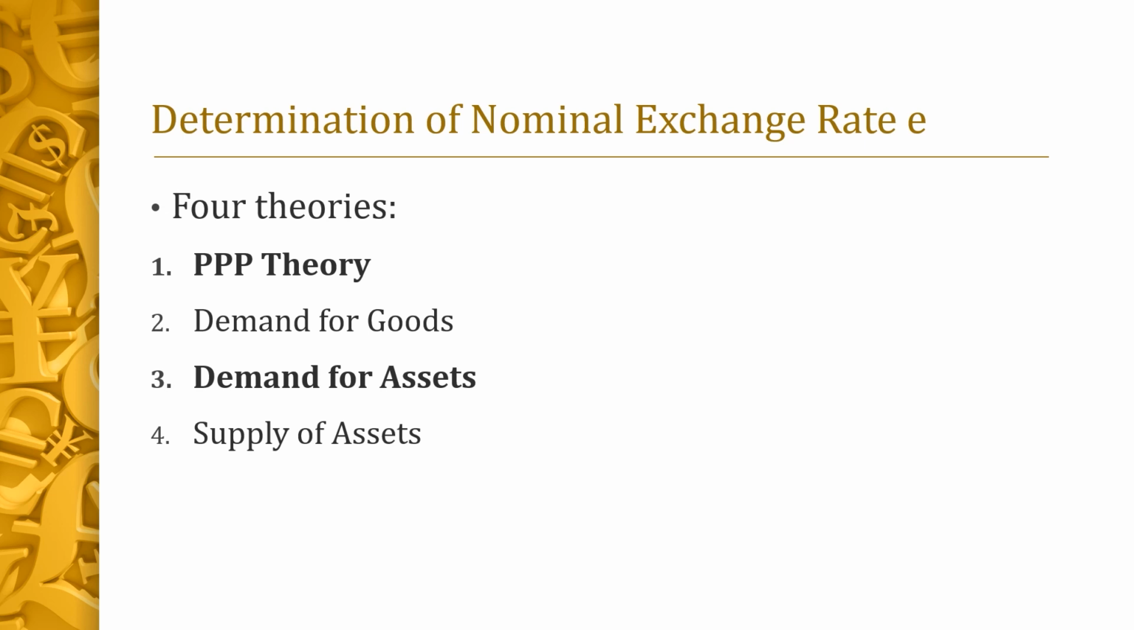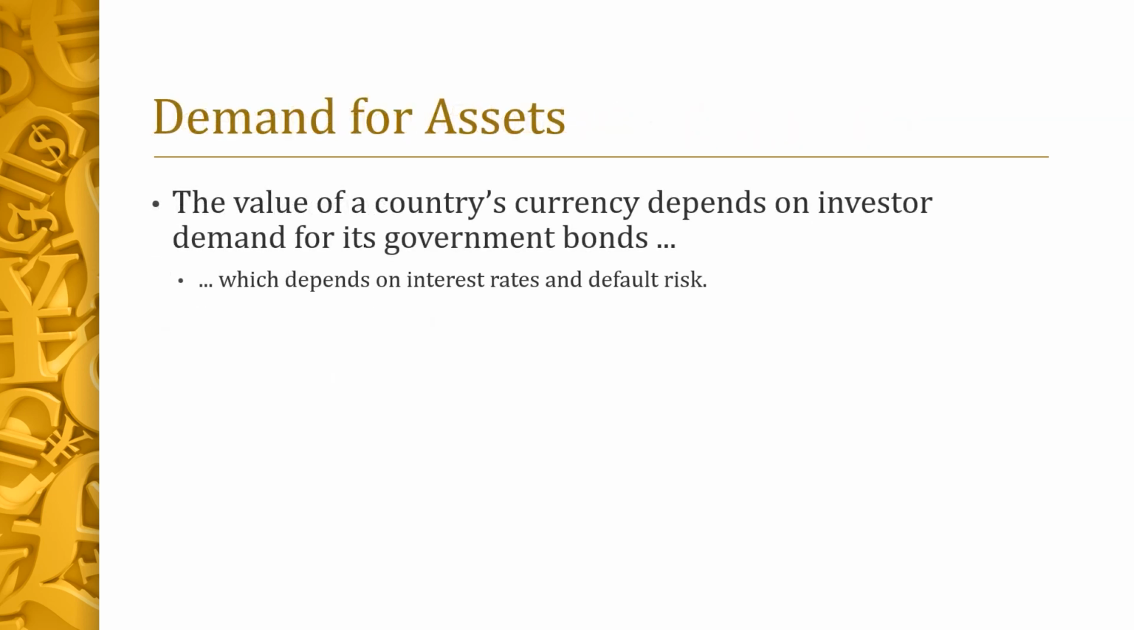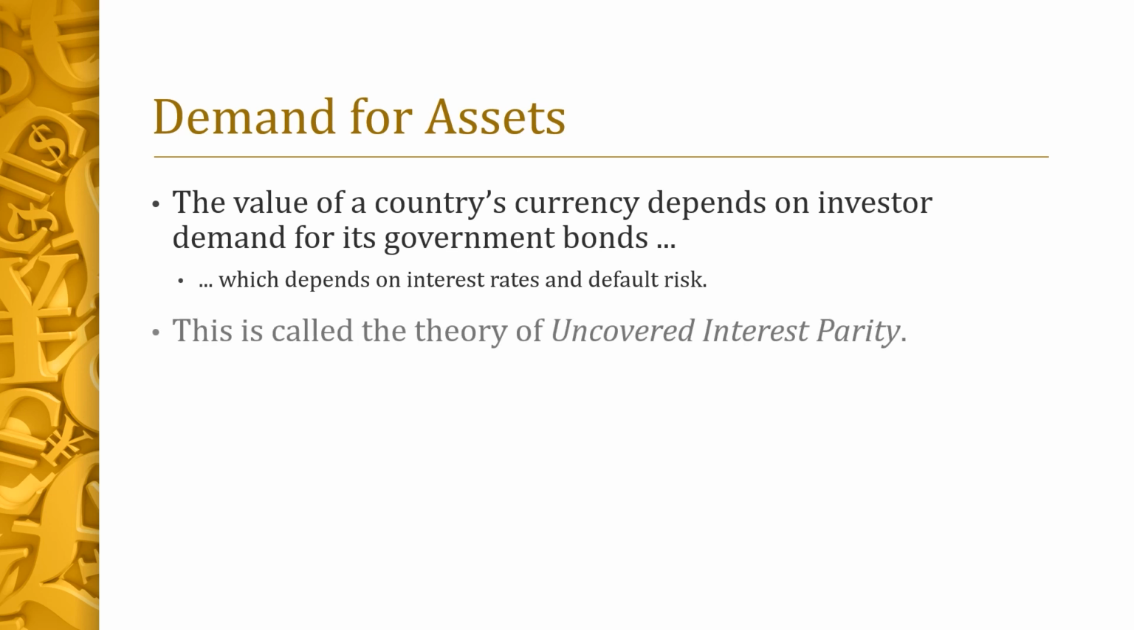The demand for assets theory states that a country's nominal exchange rate depends on investors' demand for the country's assets, in particular for the bonds issued by its government. This demand depends on the interest rates that the bonds offer, as well as the risk that the government will default on the bonds. This is called the theory of uncovered interest parity.